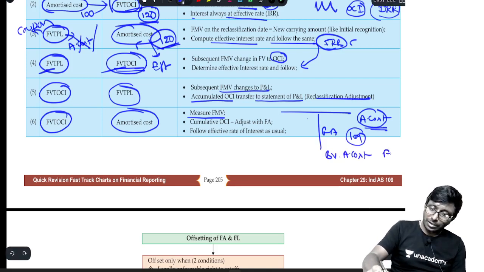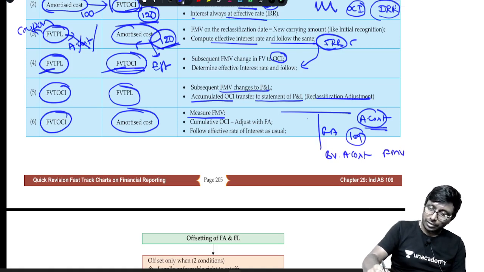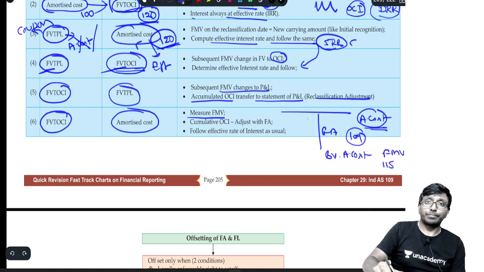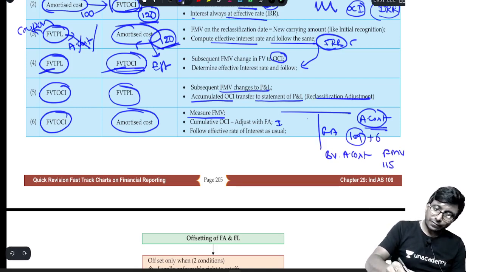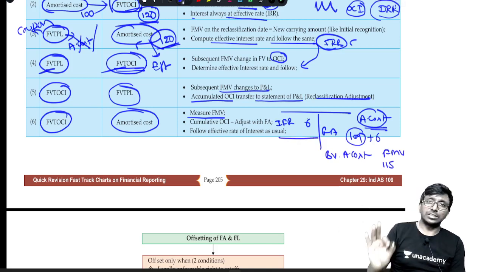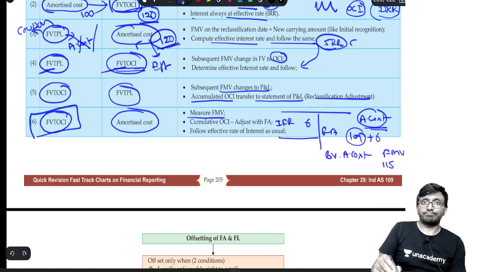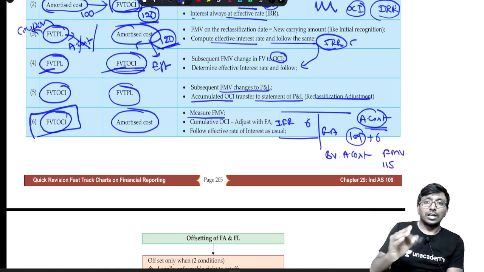Okay. Then what about the fair market value? Fair market value is equal to 115. Correct? Then what we will do for this? Plus 6 here. IFR, investment fluctuation reserve, 6 more. That's all. Here 6, there 6. That is what I will do when I am following FVTOCI.